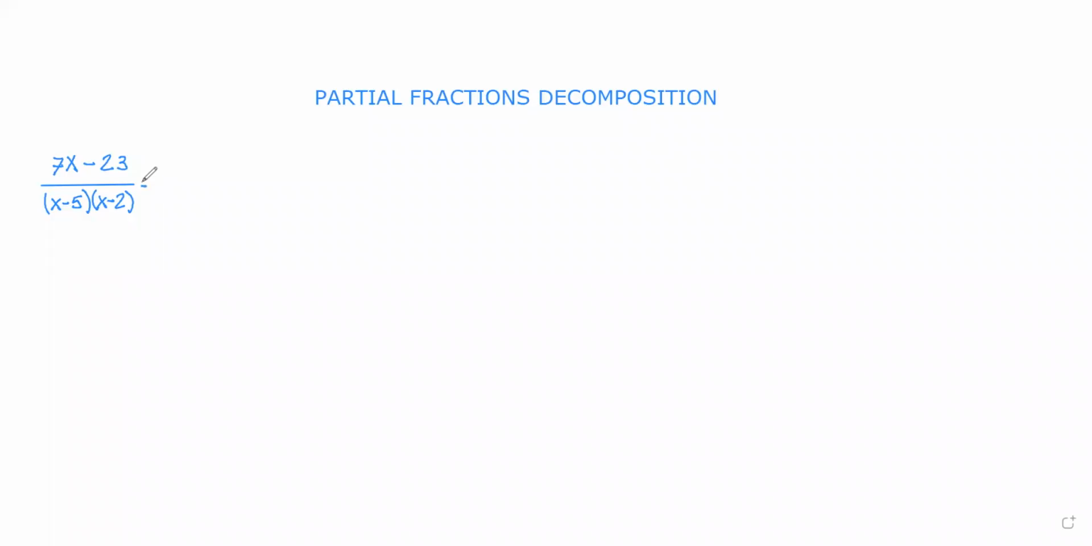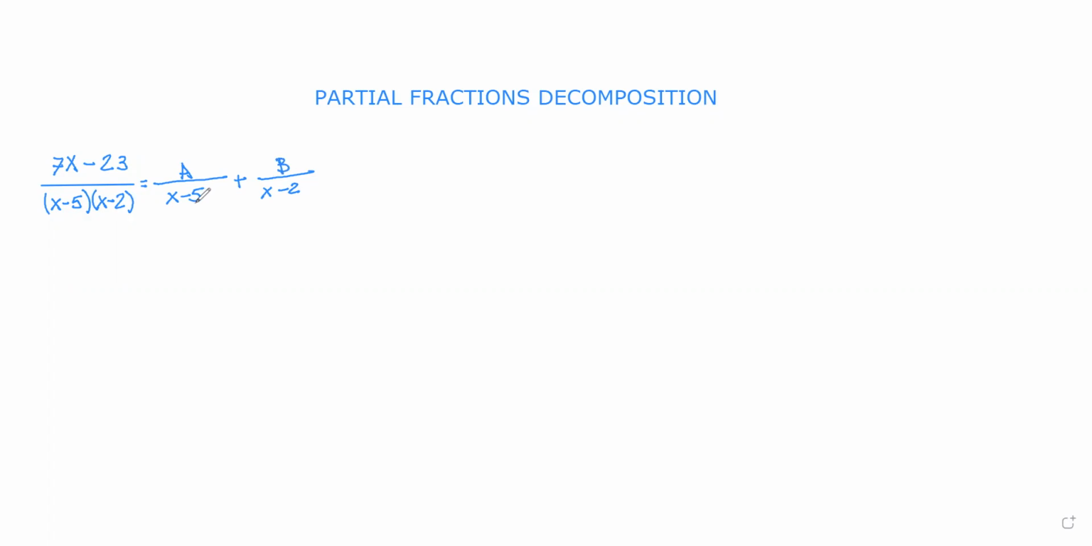So we'll have this, say, x minus 5 and x minus 2. And the numerator will be A and B. Could also be B and A. The order does not matter.